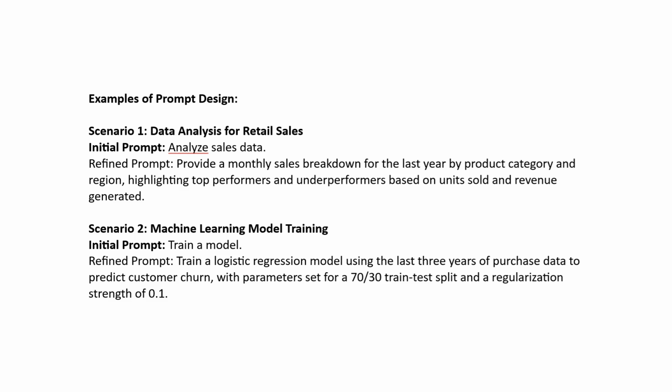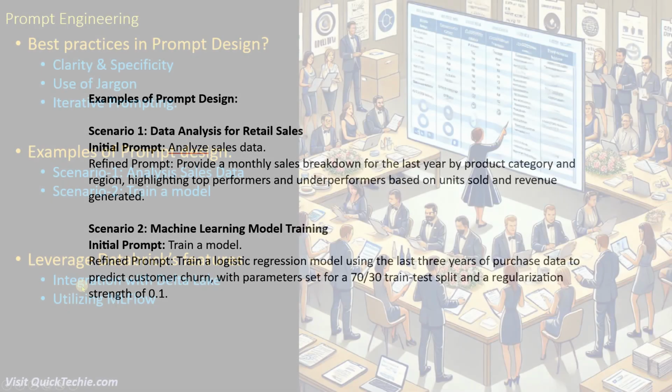In scenario 2, machine learning model training. Initial prompt you will write may not work best: train a model. Refined prompt which will work: train a logistic regression model using the last 3 years of purchase data to predict customer churn, with parameters set for a 70/30 train test split and a regularization strength of 0.1.